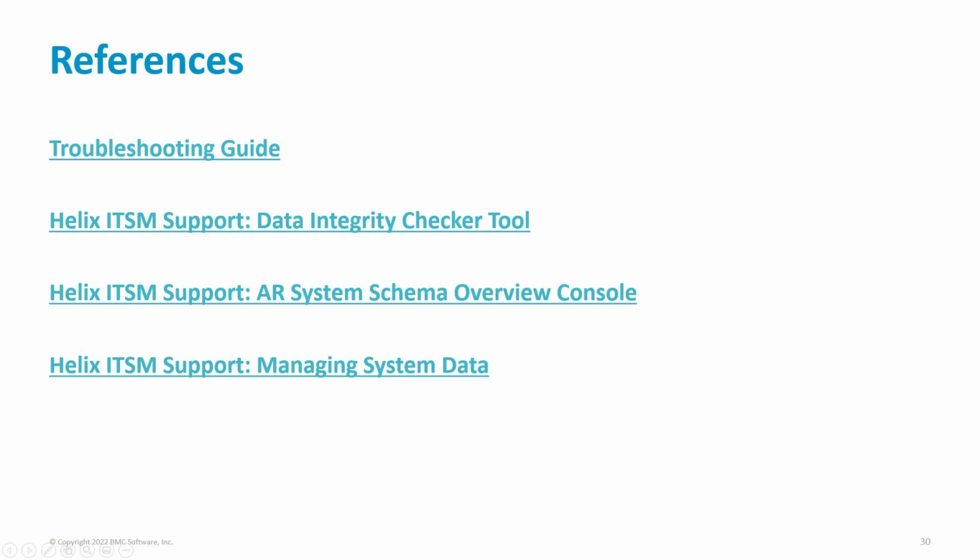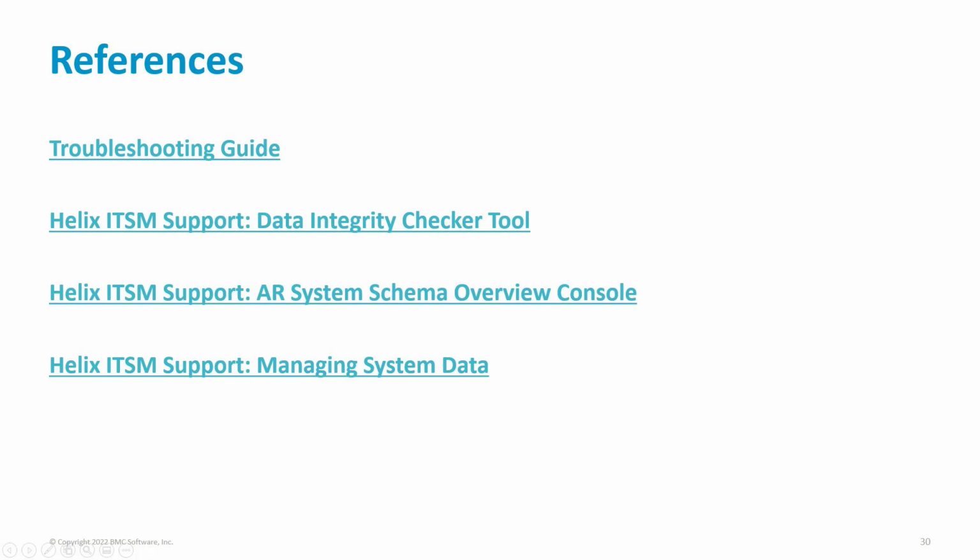We provide a troubleshooting guide for archiving. So if you started archiving and you've run into a problem, you definitely should look at the troubleshooting guide that we've already set up for archiving issues. Next is the Data Integrity Checker tool. If you simply search for Data Integrity Checker tool on the communities, you'll find this link here. The next link is the new ARSystem Schema Overview console, and this is the actual link that you'll find if you do a search for that. And lastly is the new archiving policies, and you'll find that in an article called Managing System Data, and here's the link here.